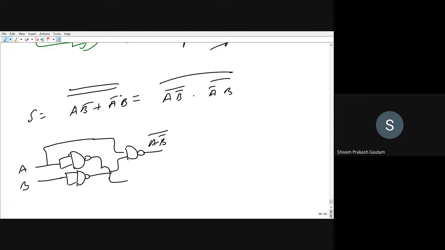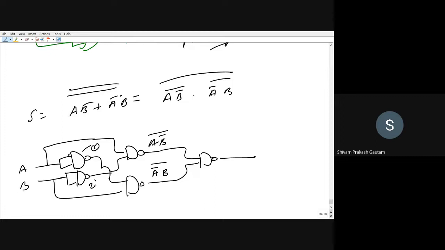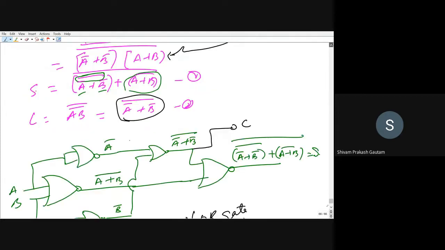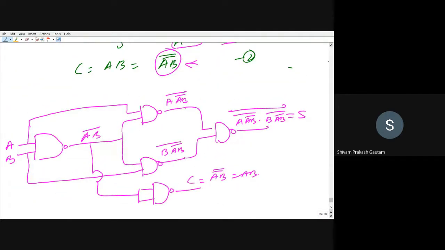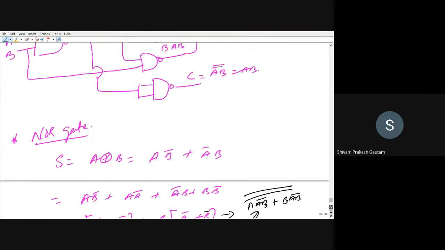And similarly, one more gate you will be requiring, so this will be A bar B whole bar. And then what? One more gate. You will be requiring one more gate, correct? How many gates are you having? 1, 2, 3, 4, and 5. In the previous case, how many NAND gates were we having? 4, and one more logic is remaining.